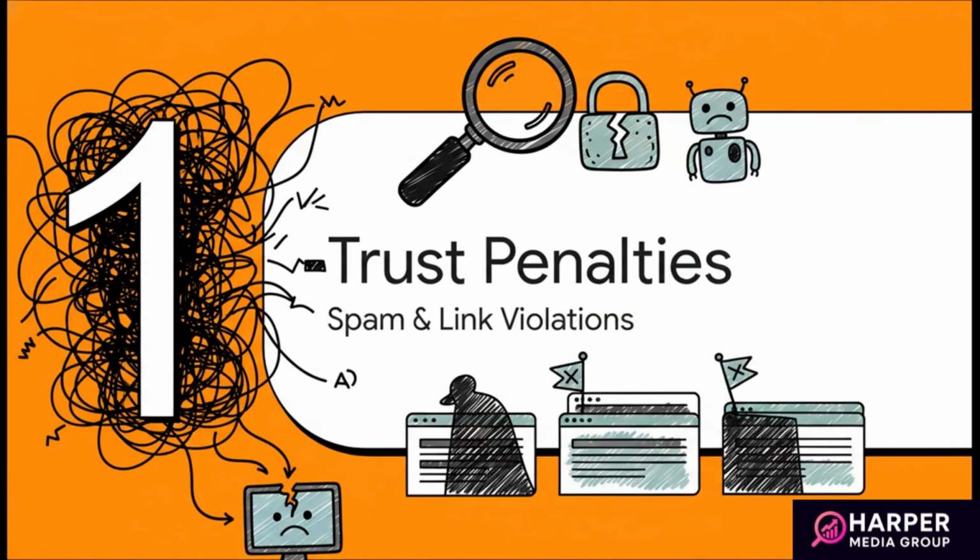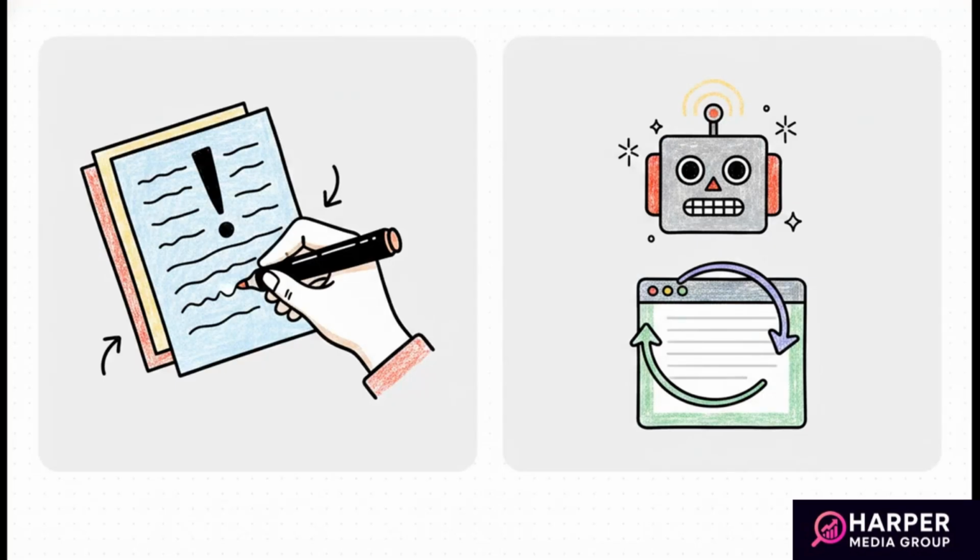Starting with ward number 1, trust penalties, dealing with spam and link violations. Okay, so this is your highest urgency recovery scenario in technical SEO. We're talking about sites flagged by Google for blatantly manipulative practices, stuff like cloaking or super shady link schemes. And hey, let's be honest, you're very often inheriting this mess from a client's previous agency.